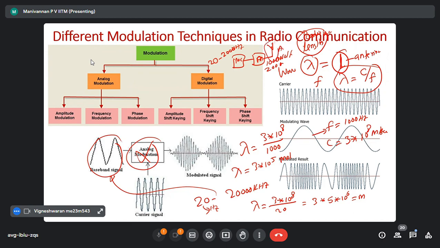If I want to transmit properly, the length of the antenna depends upon the wavelength, lambda. If the 20 hertz is the signal I want to transmit directly, what will be the wavelength? Lambda is 1.5 into 10 to the power 7. You see, I said 10 times should be the antenna length.